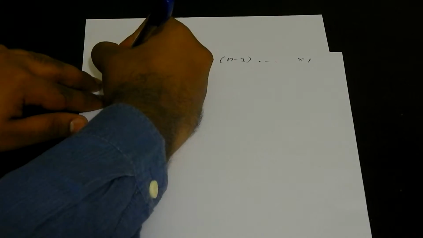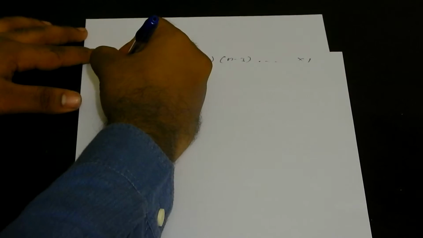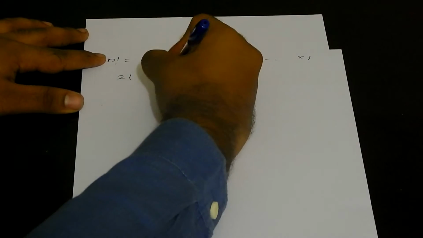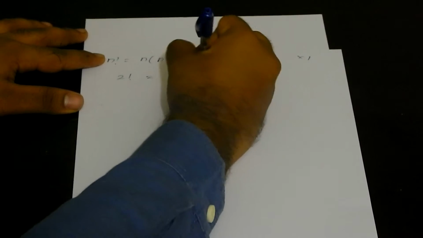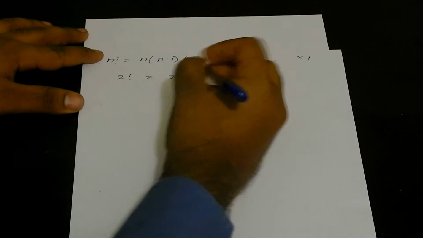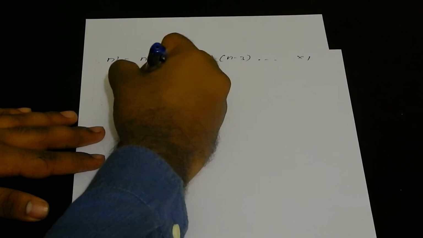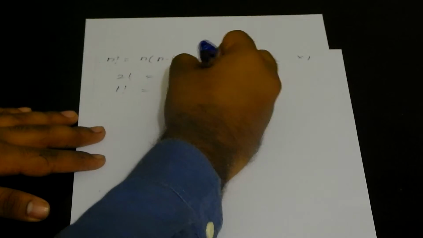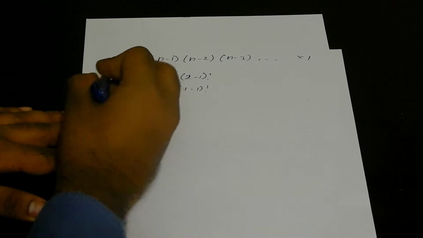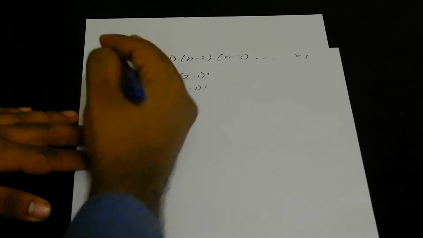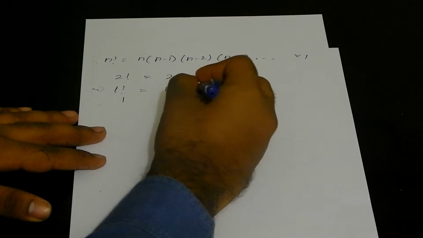So let's just find 2 factorial for now. So 2 factorial will be written as 2 into (2 minus 1) factorial. Similarly, we could write 1 factorial is equal to 1 into (1 minus 1) factorial. Here, by definition of factorial, 1 factorial will be 1 and 1 minus 1 would be 0.